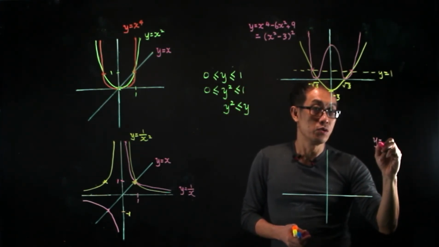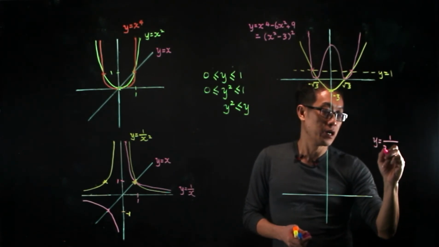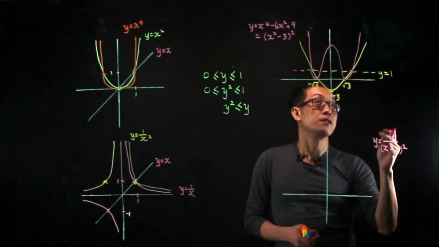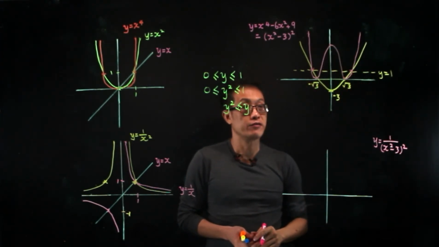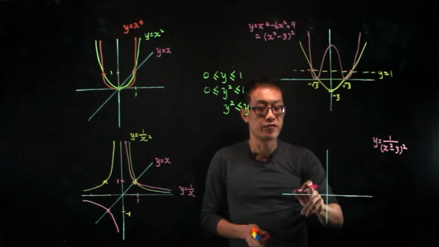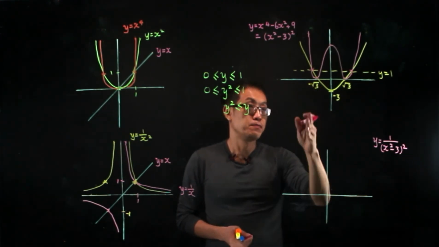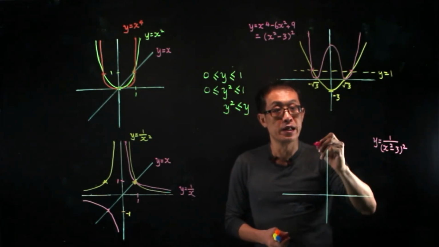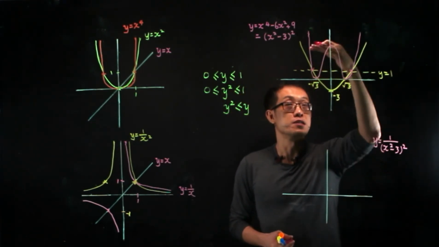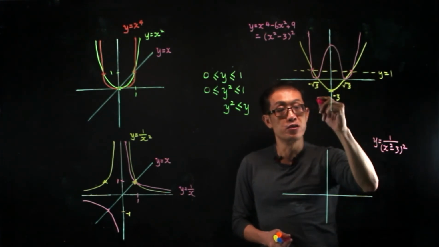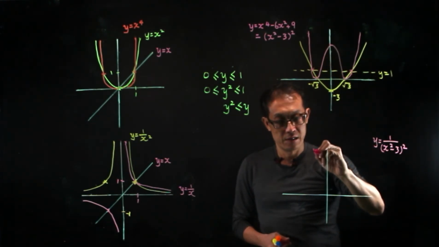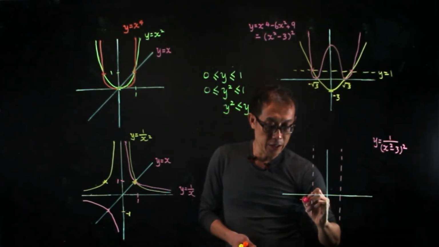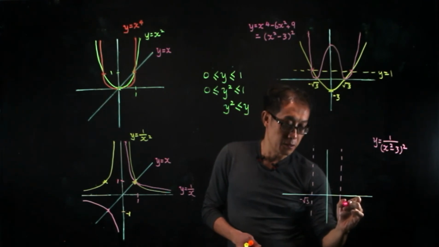y is equal to 1 over (x squared minus 3) squared. That is the reciprocal of this graph. Now let me transfer the x-intercept down first, because it will be an asymptote. So I will not use this, draw it over here, because it's already too crowded. Alright, so this is minus root 3 and this is plus root 3.